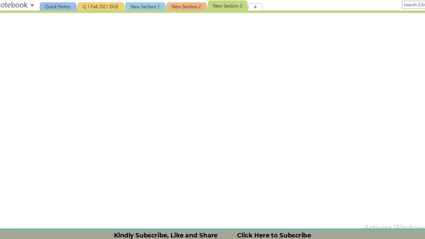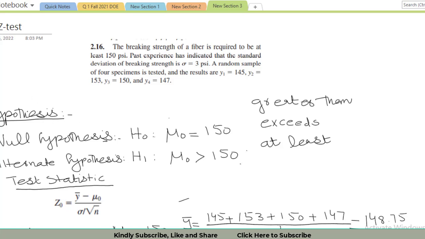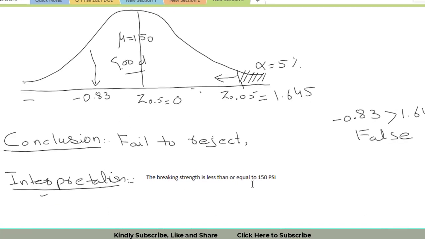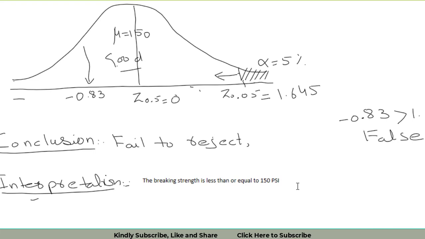and now we will do our interpretation. We interpret based upon our question statement, and our question statement is saying that the breaking strength of a fiber is required to be at least 150 psi. So this statement is found to be not correct. So we conclude that the breaking strength of a fiber is less than or equal to 150 psi. So the interpretation is the breaking strength is less than or equal to 150 psi. That's all about the question.